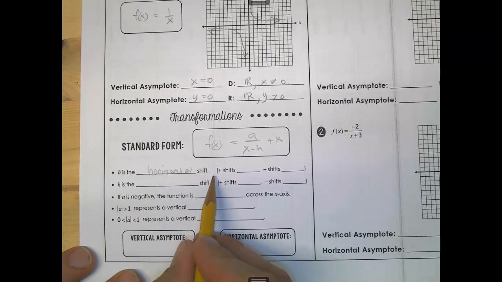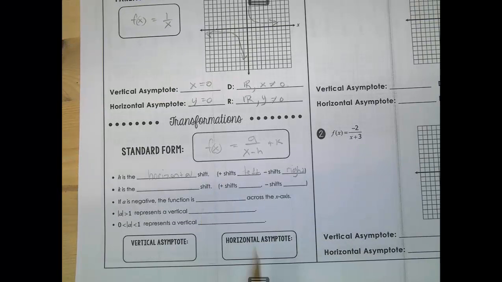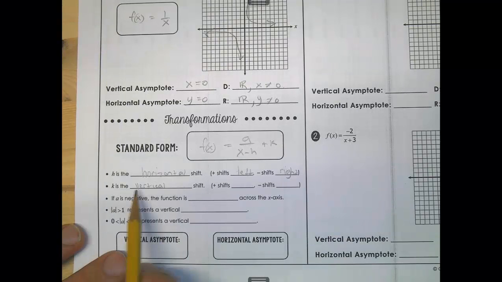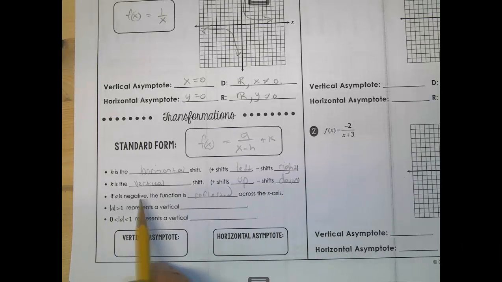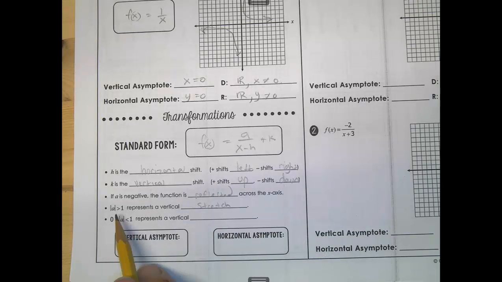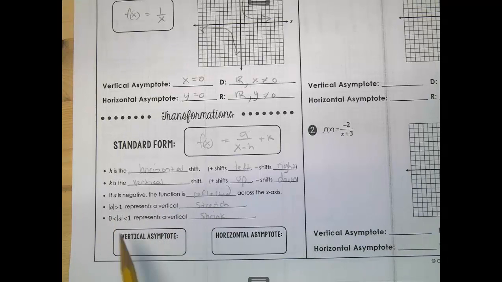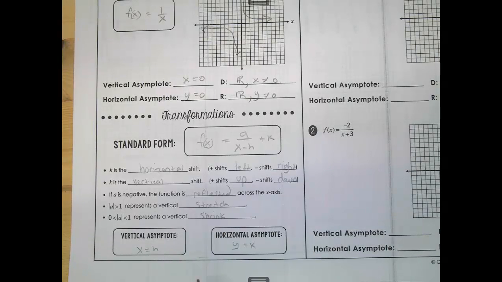H is the horizontal shift. Positive, you go left, and negative, you go right. K is the vertical shift. Positive shifts up, negative shifts down. If a is negative, the function is reflected over the x-axis. If the absolute value of a is greater than 1, that's a vertical stretch. If it's between 0 and 1, like 1/2 for example, or negative 1/2, that is a vertical shrink. Vertical asymptote is x equals h, horizontal asymptote is y equals k.